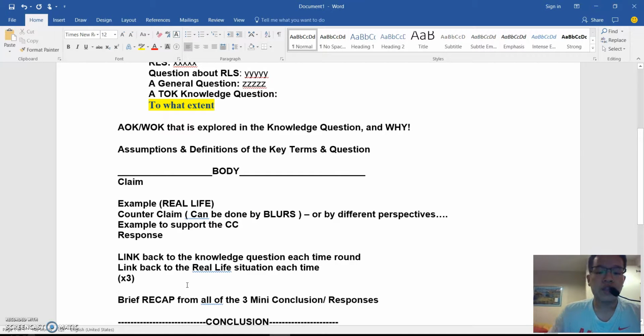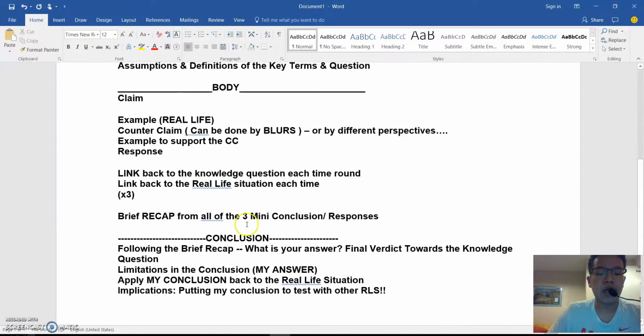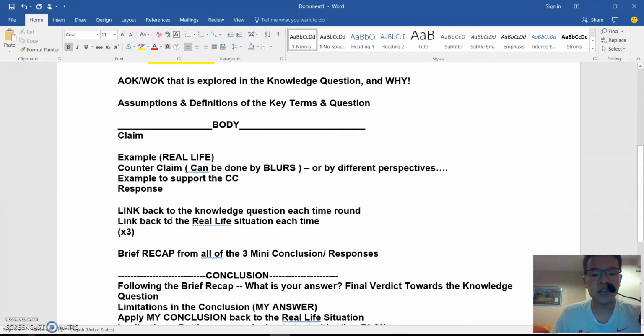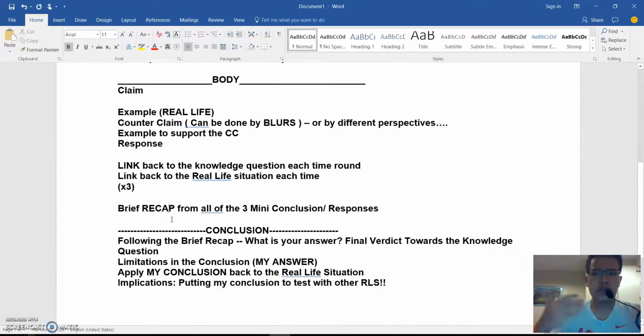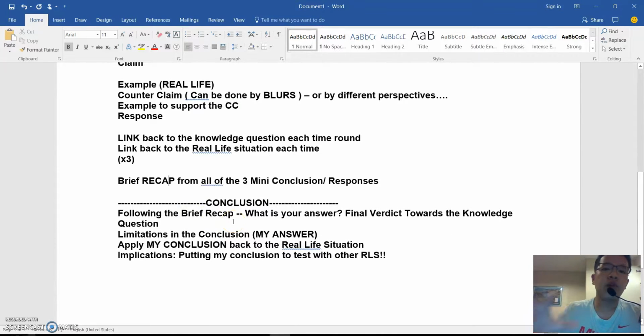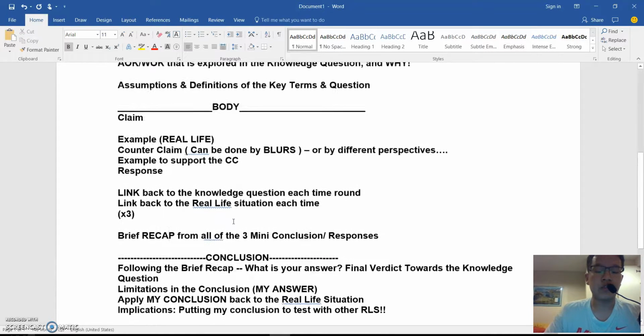Once you have done this 3 different times, you have to have a brief recap from all of the 3 mini conclusions or responses. So you can say, in area of knowledge arts, the conclusion is blah blah blah. In area of knowledge natural sciences, the conclusion is similar or different, and say why. And in area of knowledge social sciences, it's blah blah blah. And then with all of those 3 separate responses or mini conclusions, you say, what is your answer towards the final verdict of the knowledge question?